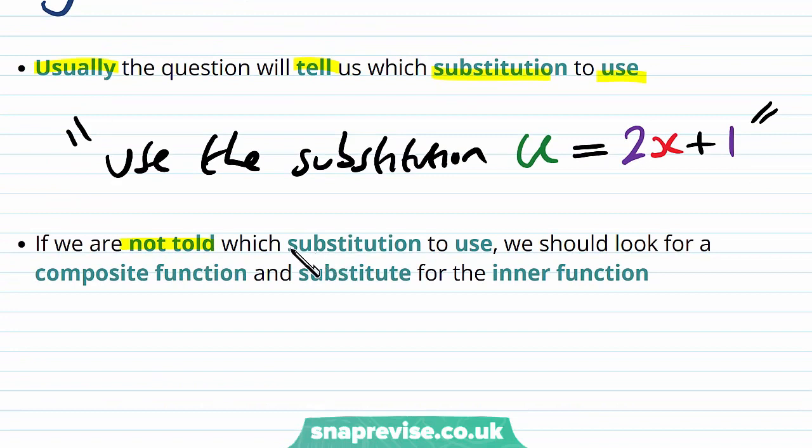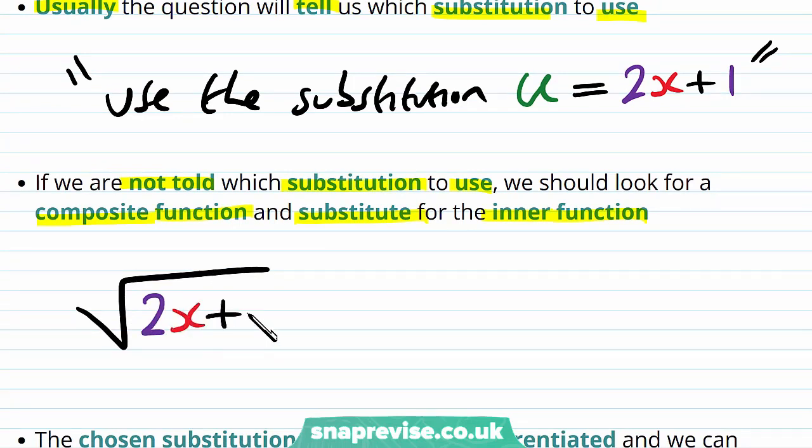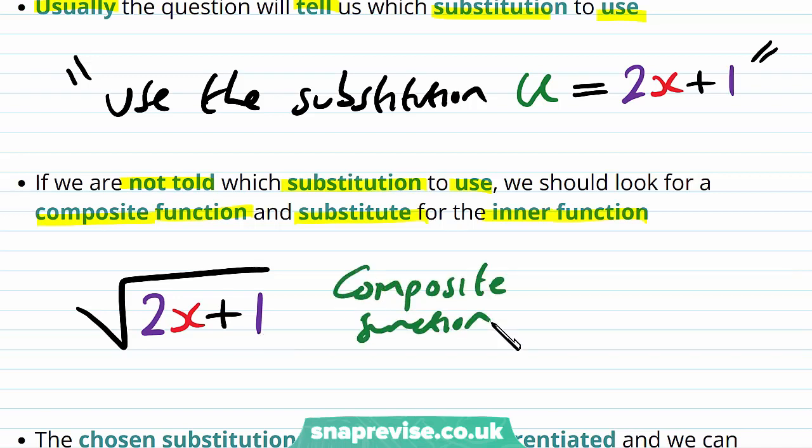If we are not told which substitution to use, we should look for a composite function and substitute for the inner function. As I said, sometimes they do not tell you the substitution to use. And so let's say we're given this square root of 2x plus 1, which we have in this case. This is a composite function. We have the 2x plus 1 all to the power of 1/2, the square root. And then we look at the inner function inside that composition, and we substitute u equal to that inner function, 2x plus 1.